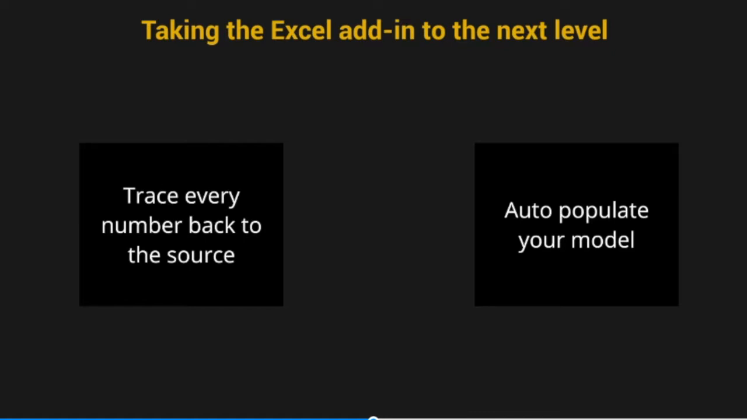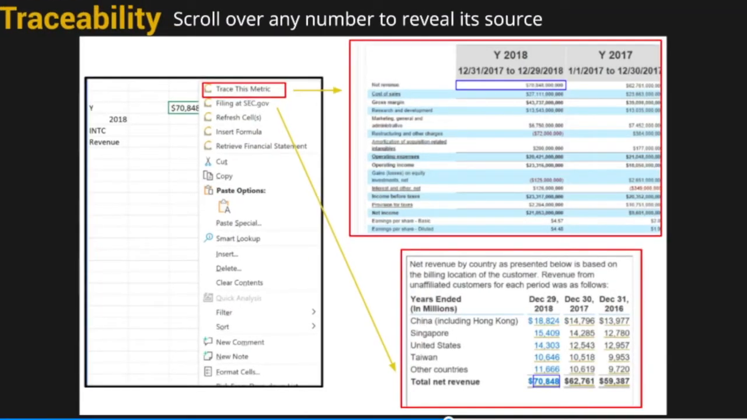Now for the advanced Excel add-in, tracing numbers back to the source and auto-populating models. Let's start with tracing numbers. Once a number has been populated into your Excel model, you just need to move your cursor over the number and a pop-up box will appear with an option to trace. It's that easy to reveal the source of your data.